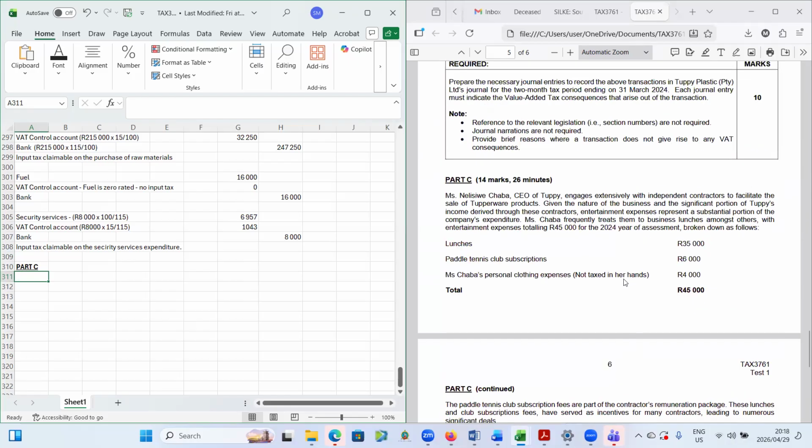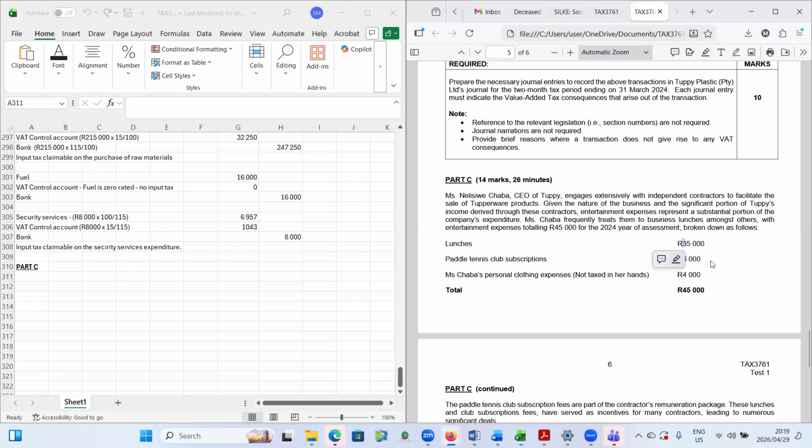So Mr. Nelisi Wechaba, CEO of TAPI, engages extensively with independent contractors to facilitate the sales of Tupperware products. Given the nature of the business and the significant portion of TAPI's income derived through these contractors, entertainment expenses represented a substantial portion of the company's expenditure. Mr. Wechaba frequently treats them to business lunches, among others, with the entertainment expenses totaling 45,000 for the 2024 year of assessment, broken down as follows.